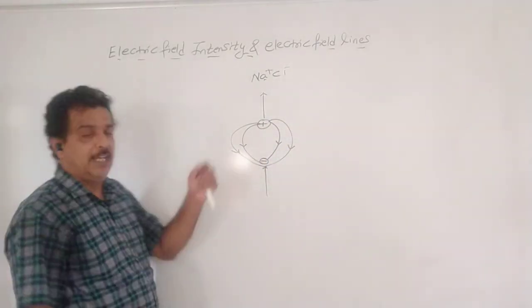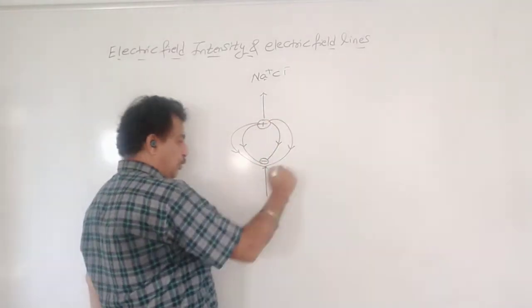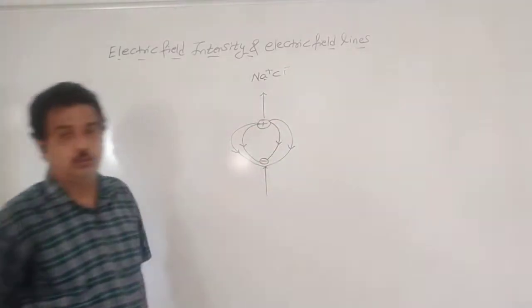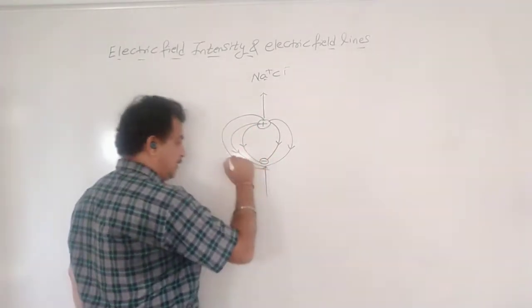But magnetic field lines, we will see, form a closed loop. They emerge from north to south, and inside the magnet they move from south to north. Here, inside, it does not form a closed loop. Again this.